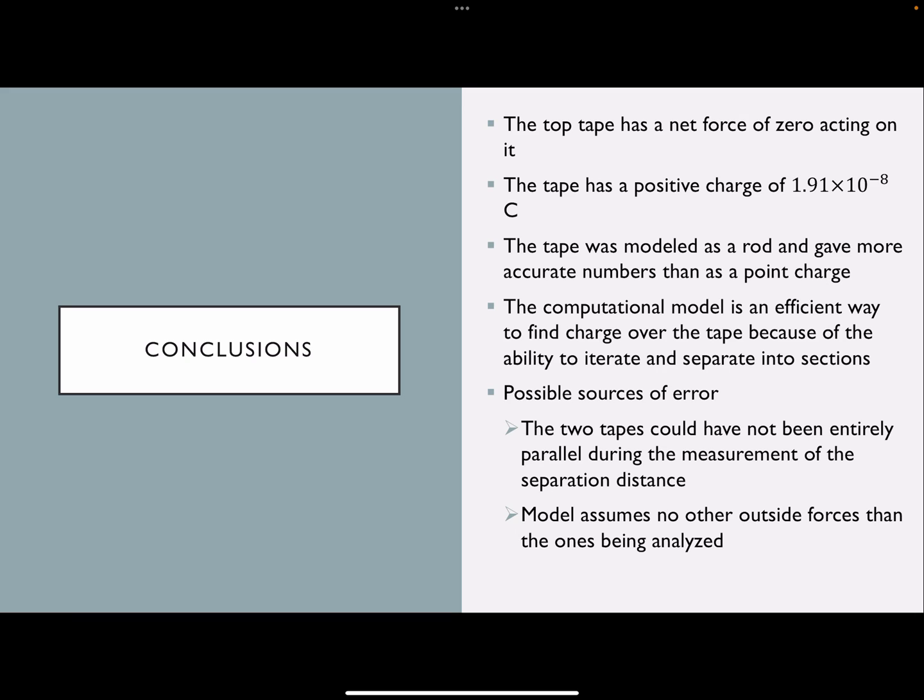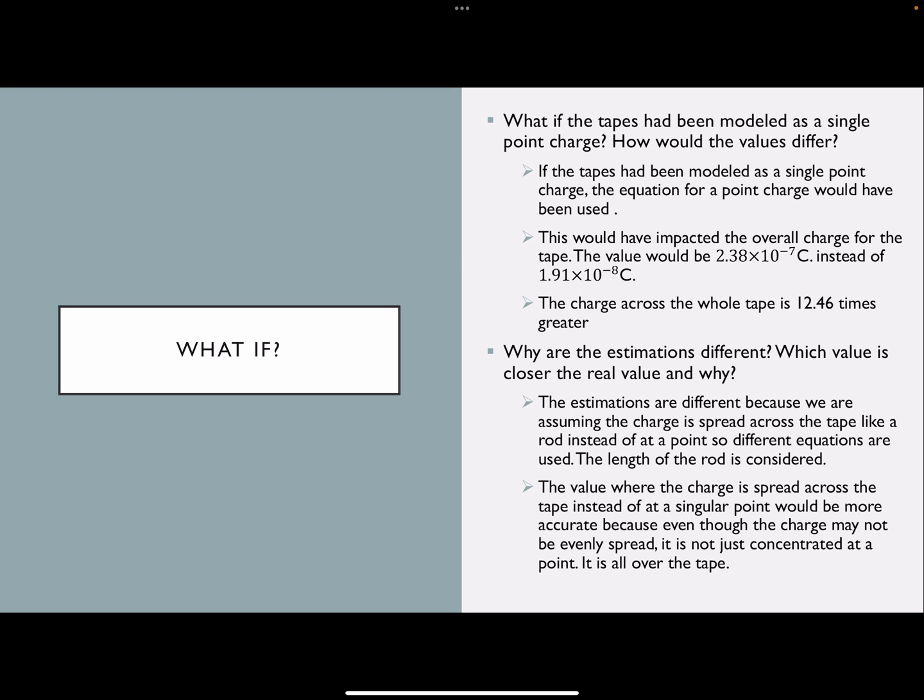So in conclusion, the top tape has a net force of 0 acting on it, and the tape has a positive charge of 1.91 times 10 to the negative eighth coulombs, which we found in the lab and then by doing calculations. The tape was modeled as a rod and gave more accurate numbers than as a point charge, and the computational model is an efficient way to find charge over tape because of the ability to iterate and separate into sections. Possible sources of error could have been that the two tapes were not entirely parallel during the measurement of the separation distance, so that value could be off. And the model assumes no other outside forces than the one being analyzed.